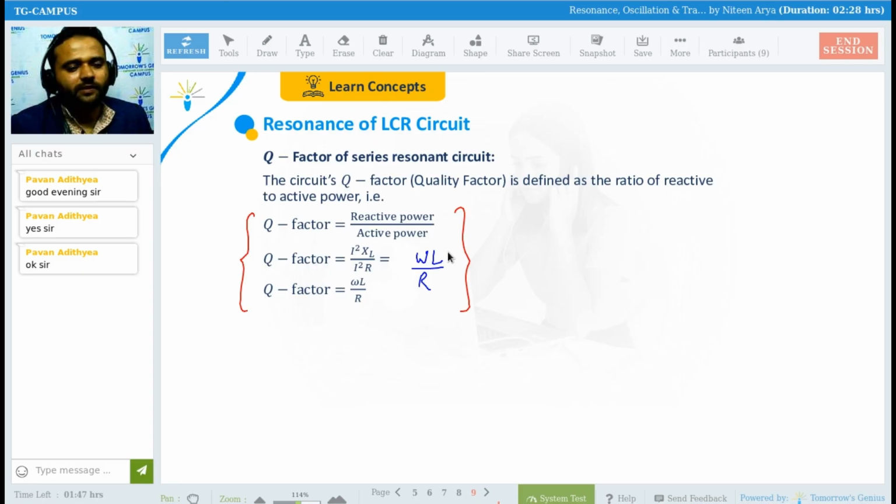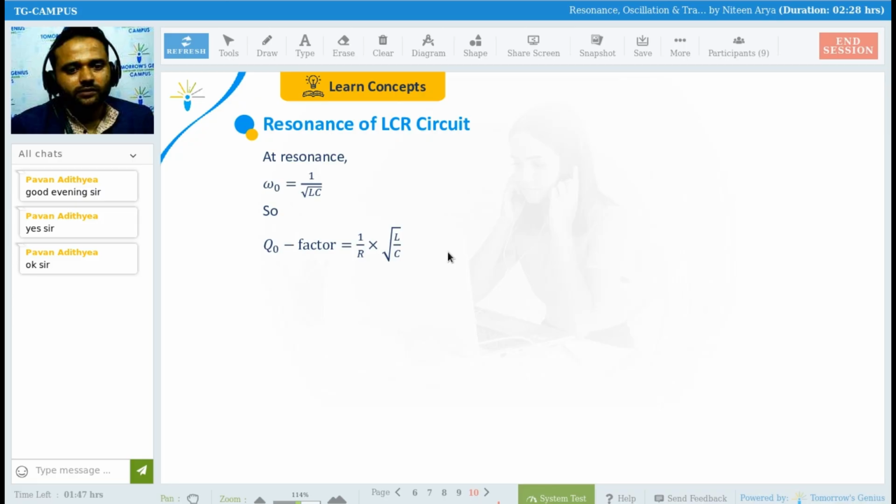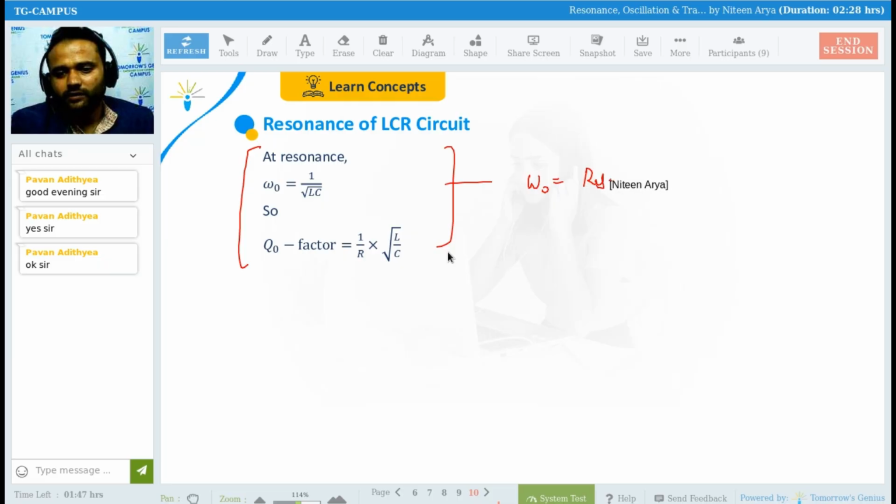The reactive power to the active power. So this is your quality factor, defined as the ratio of the reactive power to the active power. Moving ahead, at resonance, omega naught equals 1 by root LC, and the Q factor equals 1 by R into root of L divided by C. So this is your important formula again. Omega naught is the resonant frequency.